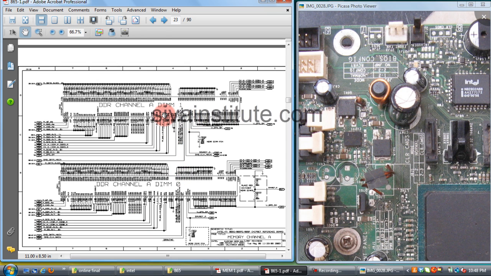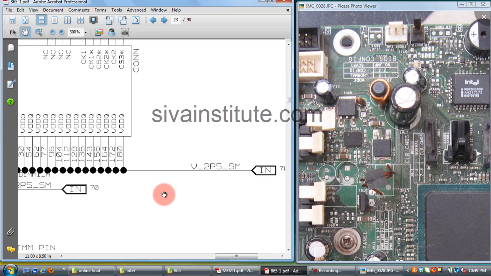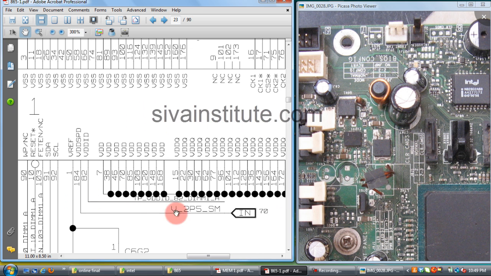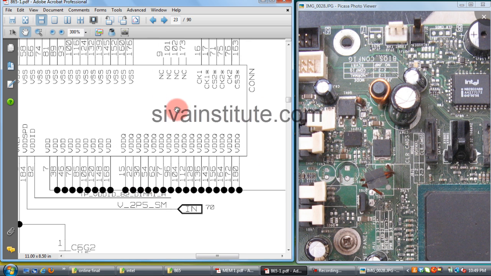You should check whether supply is there or not. This is V2P5SM, that means 2.5 volt supply. This is the DIMM slot. Supply goes to pin numbers 7, 38, 46, 70, 85, 108, 120. You should check in the DDR1 slot the supply pins number 7 or 38, 46 or 15, 22, 30, and VDD SPD, the EPROM chip supply, pin number 184. Total 184 pins.